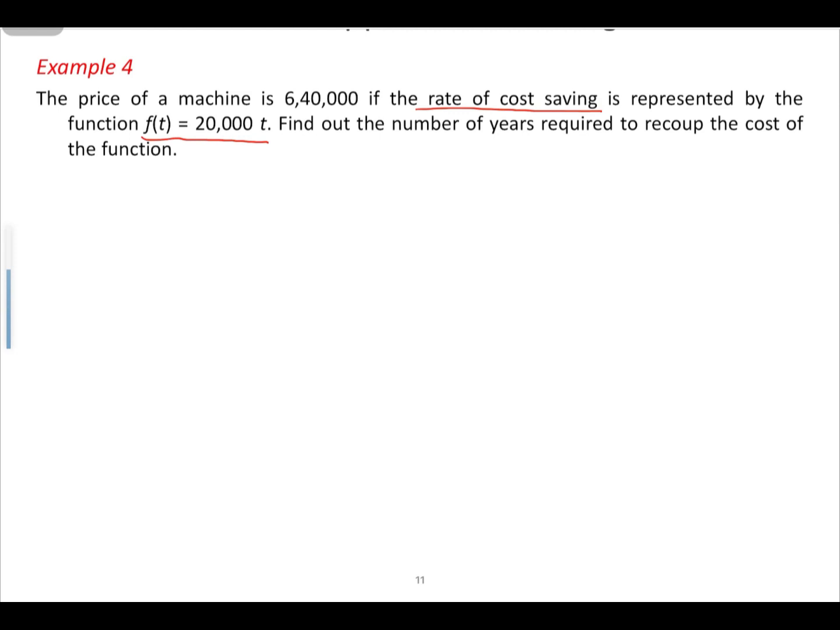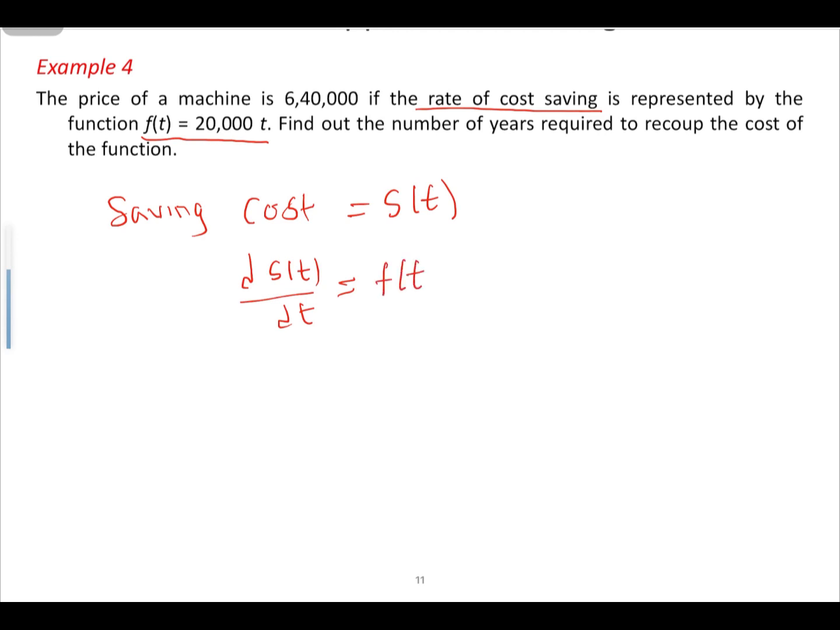So let the saving cost be equal to s of t, right? So the rate of saving cost has been given to us as ds over dt, and it was given to us as f of t, which is equal to 20,000 t.